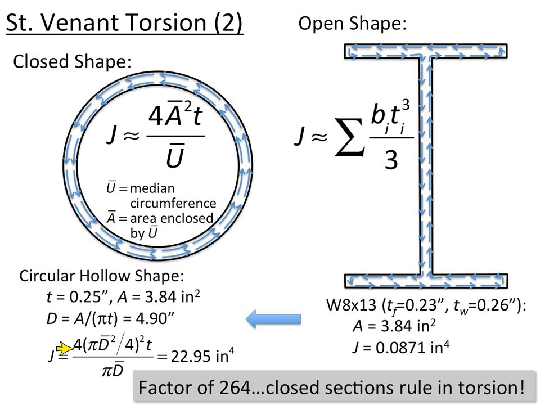And so 4 times that, pi 4.9 squared over 4, so that's the area enclosed, squared, multiplied by the thickness, which was 1/4 inch, divided by the circumference, which is again the length all the way around, which is pi d, or 2 pi r. Throw that math together and I get a J factor of 22.95. So here are 2 sections, one open, one closed, the same area, same material used, but the J here is 0.0871, but over on the left here the J value is 22.95. So that's a factor of 264, and that is very significant.